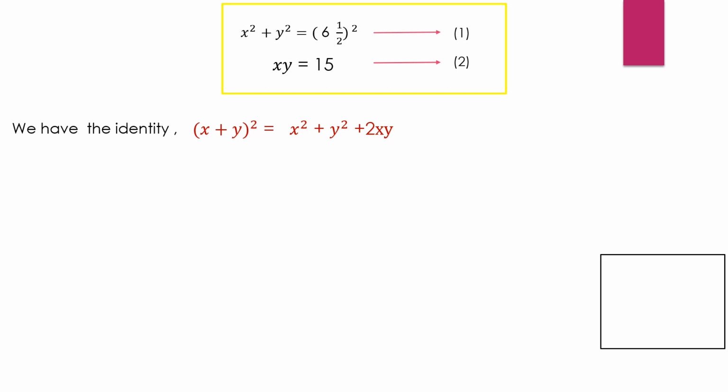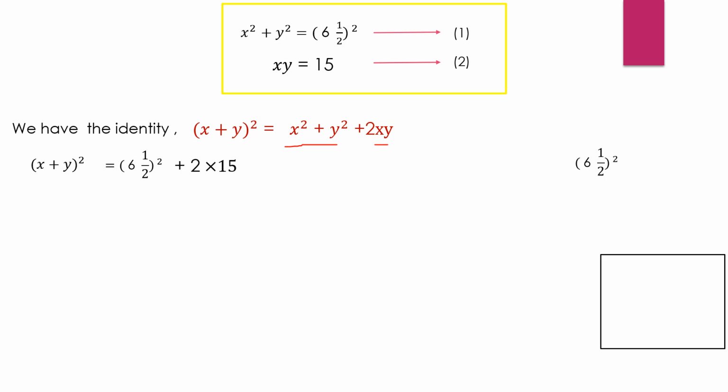Then you have x square plus y square and xy with you. So my question is, what will be your next step? (x plus y) the whole square equal to (6 1/2) the whole square plus 2 into 15. Good. We will replace x square plus y square with (6 1/2) square and xy with 15. Then solve it.